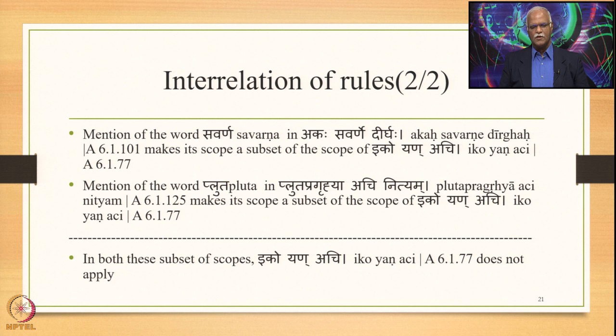And in both the cases, there is a mention. So, for example, in 6.1.101, there is a mention of the word savarna in Akah Savarne Dirghah. This mention of the word savarna in 6.1.101 makes its scope a subset of the scope of Iko Yanaci. Similarly, the mention of the word pluta in Pluta Pragriha Achinityam 6.1.125 makes its scope a subset of the scope of Iko Yanaci. And therefore, in both these subsets of scopes, Iko Yanaci does not apply. It is these two sutras, Akah Savarne Dirghah as well as Pluta Pragriha Achinityam, that apply in these subsets of scopes.